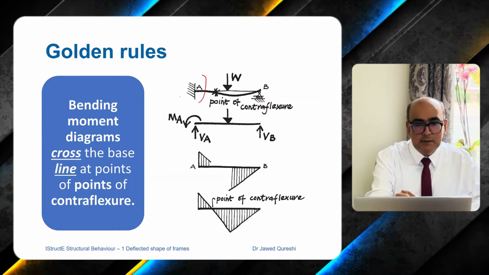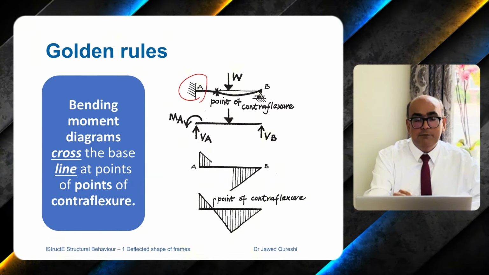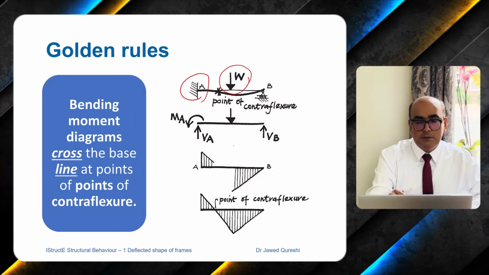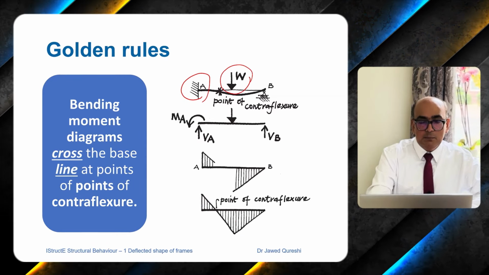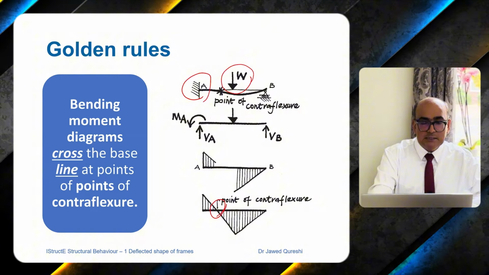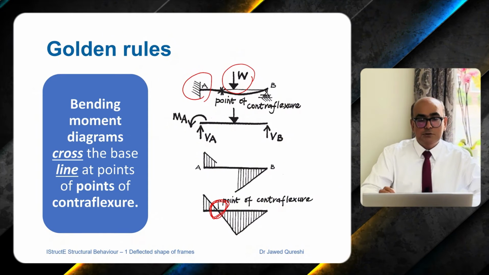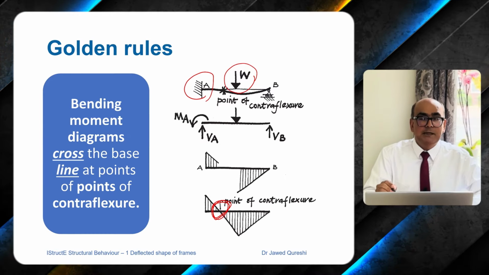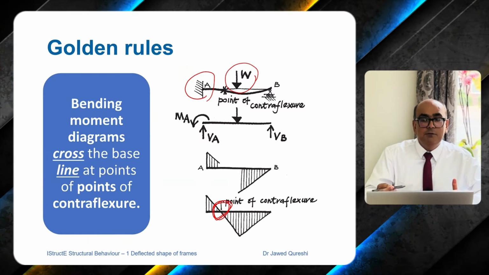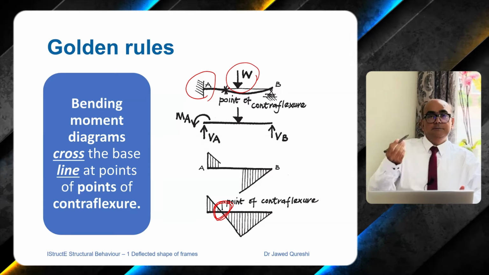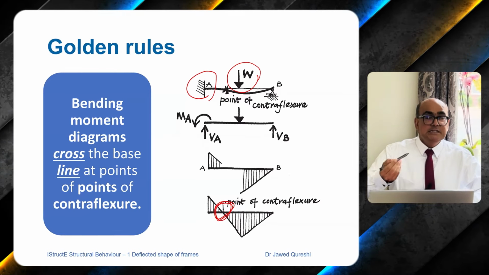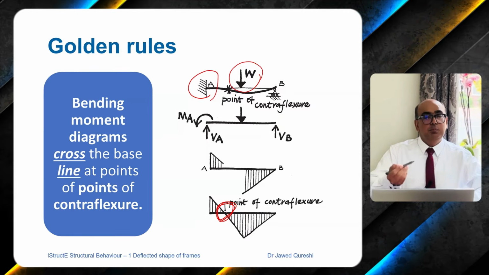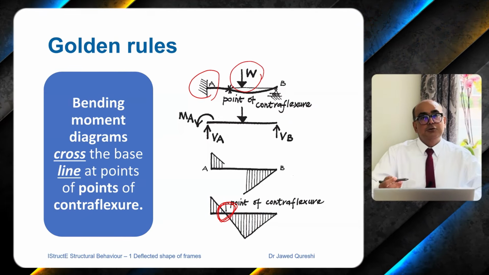Here you can see at joint A we have a fixed support, and when we apply load W, you can see the bending moment diagram is changing direction, and we have a point of contraflexure, and this is a point of 0 bending moment. You can see it is a kind of pin. So wherever the bending moment diagram is changing direction, at that point we have a point of contraflexure.